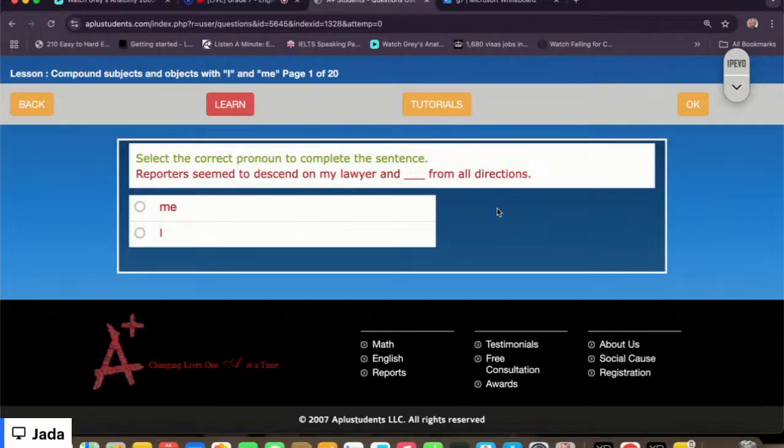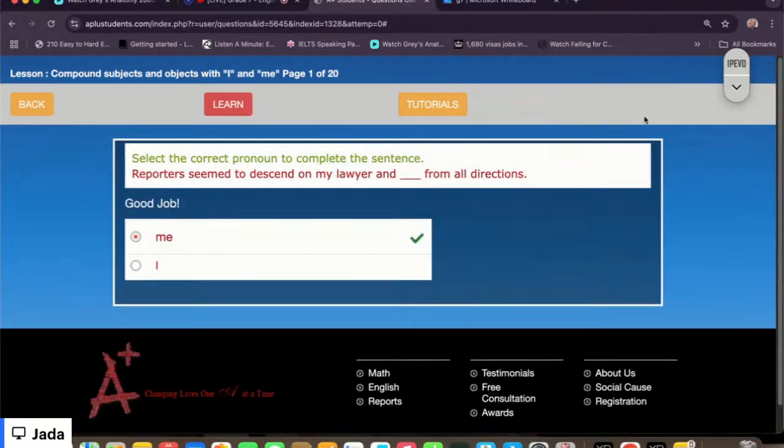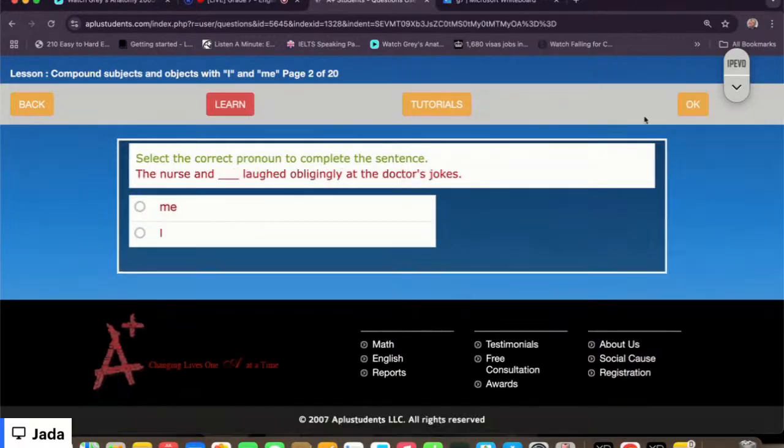So what does the right one say here? Okay, so on my lawyer and me from all directions. Okay. The nurse and I laughed obliquely at the doctor's joke. Me or I?